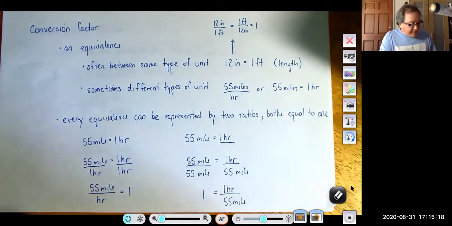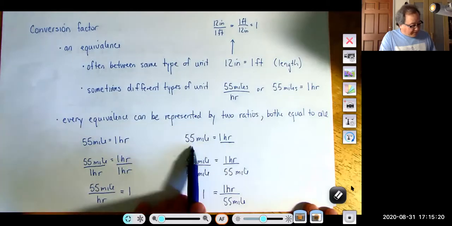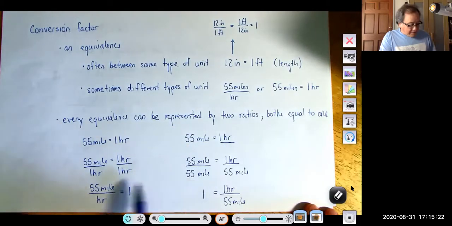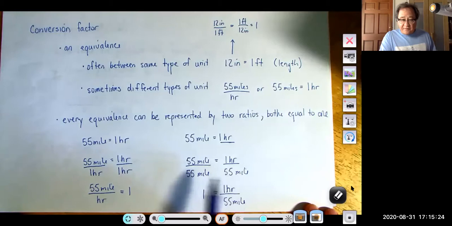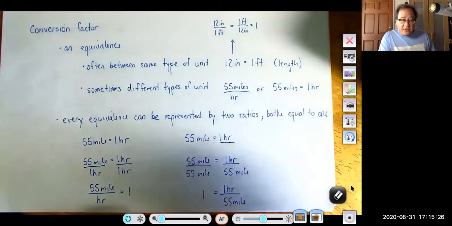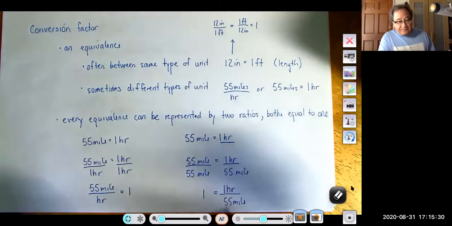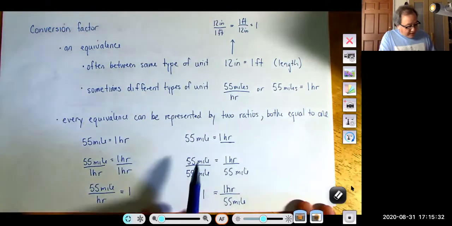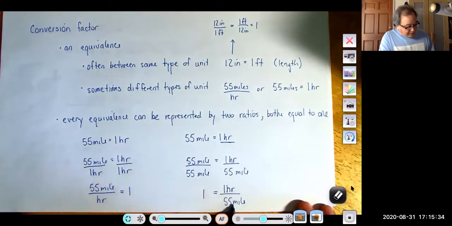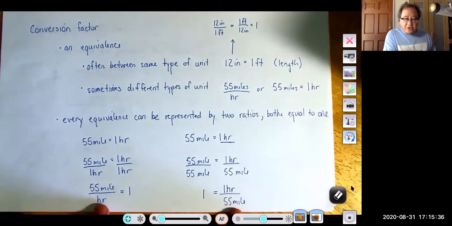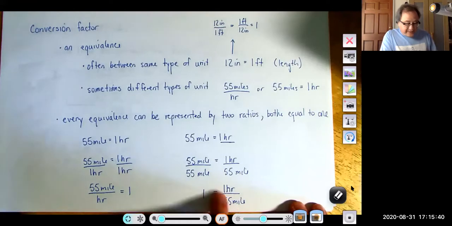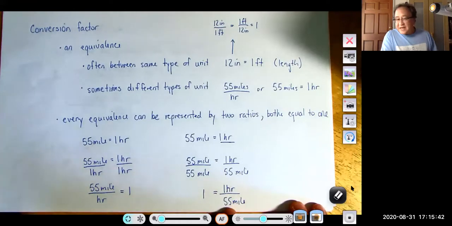If I take the same equivalency, but divide each side by 55 miles instead of 1 hour, remember the golden rule in algebra: what you do to one side of the equation, you have to do to the other to keep it equal. Simplify, I get 1 hour over 55 miles is equal to 1. So here I have 2 ratios, they're both equal to 1. So I can multiply this against anything as many times as I want, and I don't change the identity of that amount.